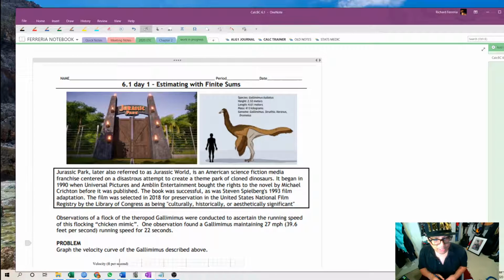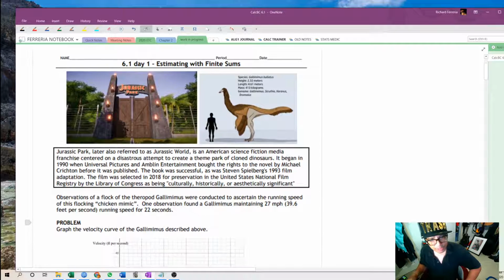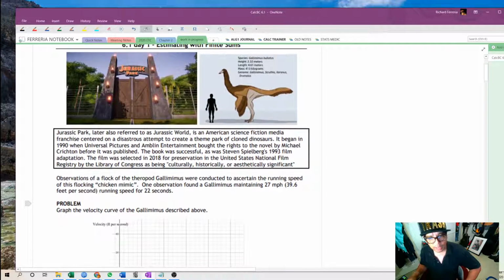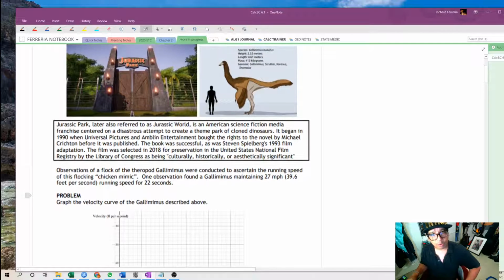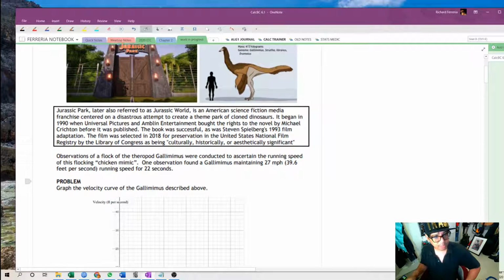I can't imagine anyone not having seen Jurassic Park at this point. Even though the film is getting almost to be 20... No, my gosh, 27, almost 30 years old now. Anyways, in 2018, the film was selected for preservation by the U.S. National Film Registry, so this is a culturally, historically, or aesthetically significant piece of work. We're going to be looking more at the dinosaurs right now than the Jurassic Park.